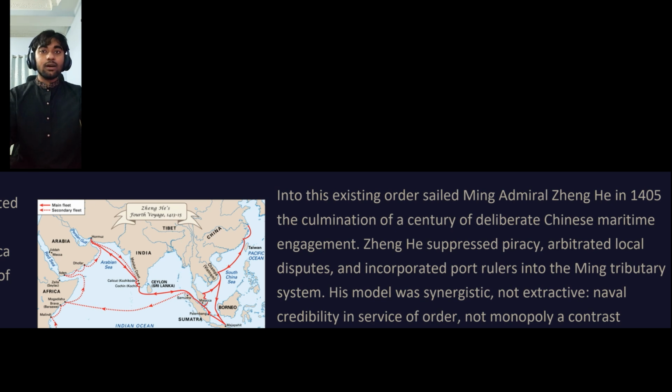But his diplomatic system was not purely peaceful. We should avoid romanticizing his role. He did stabilize ports through diplomacy, but there was also force.